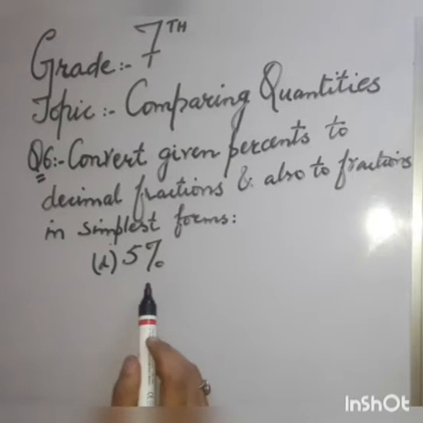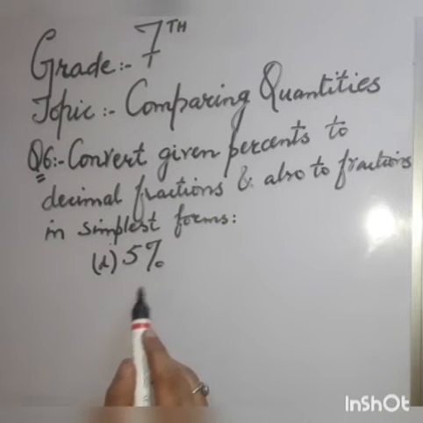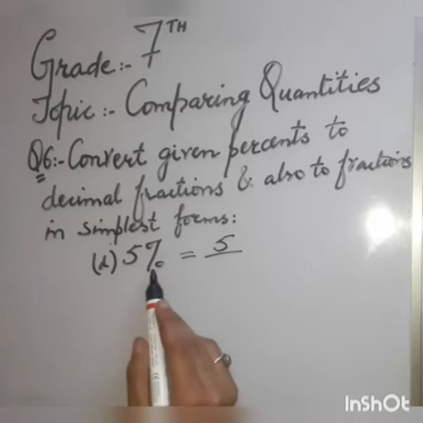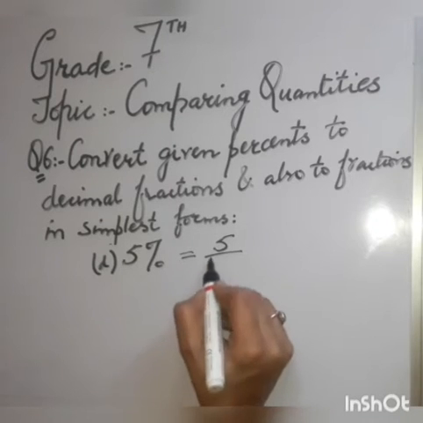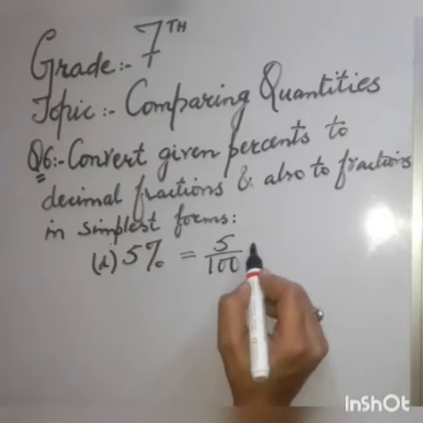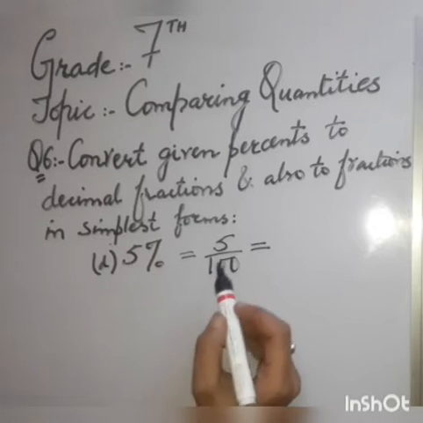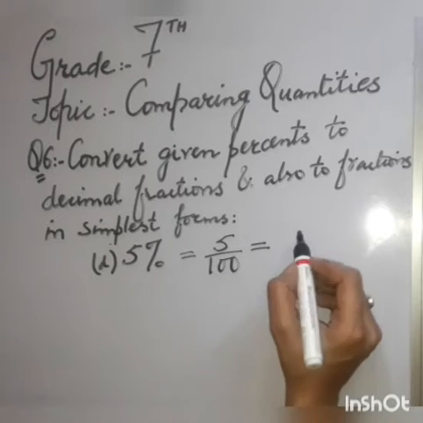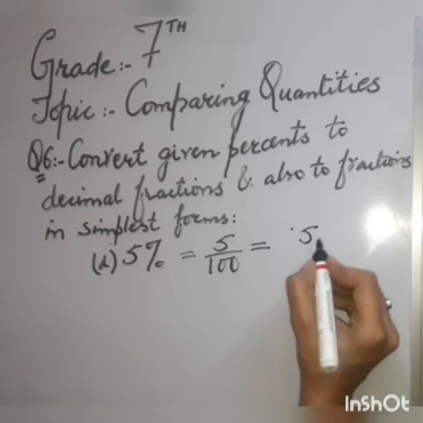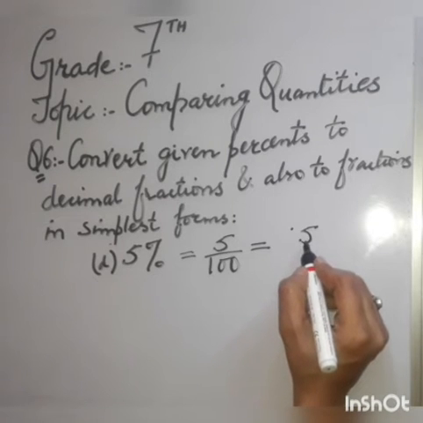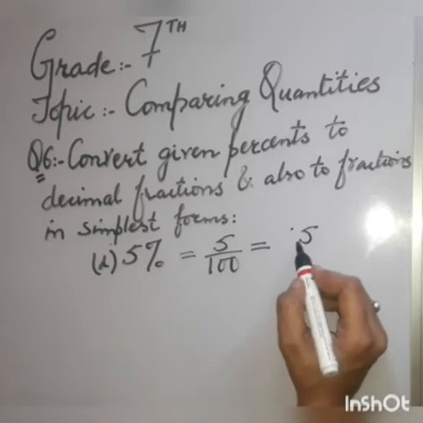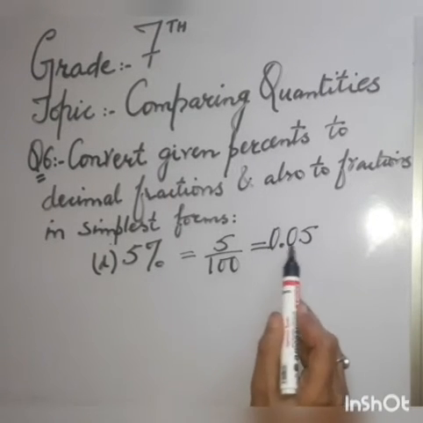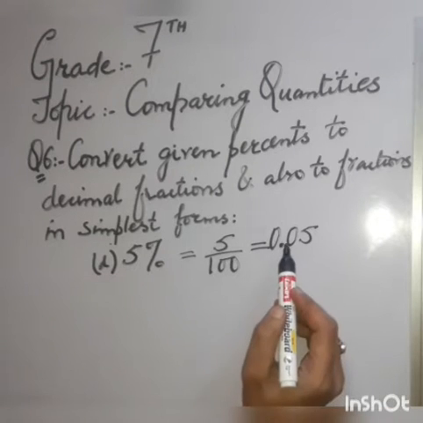Now, part D is 5%. Again, we have to convert this percent to a decimal fraction. So we'll write 5, and instead of this percent symbol, I'll write 100 in the denominator. Now, writing this fraction in decimal form, our decimal fraction will have two decimal places. So the answer will be 5, but here we have only 5, so we'll place a 0 here and then the point here. So it will be 0.05. Clear? This is the decimal fraction form.